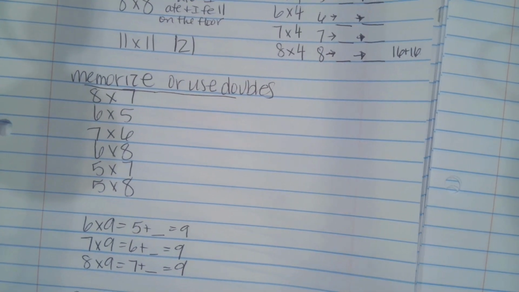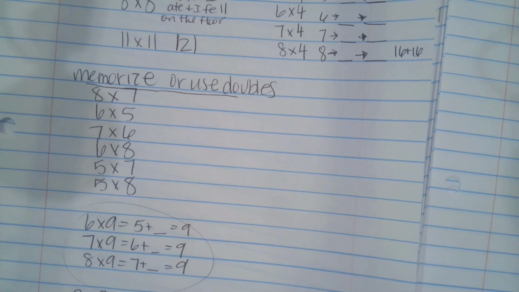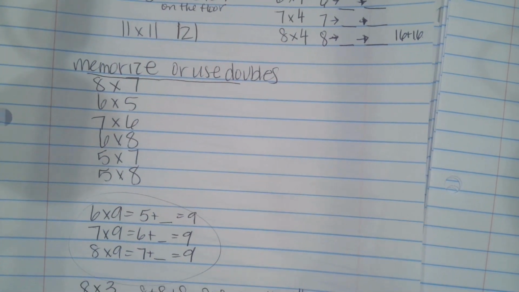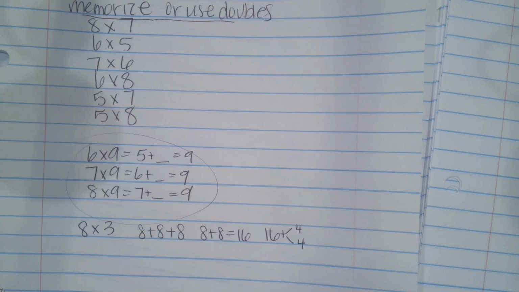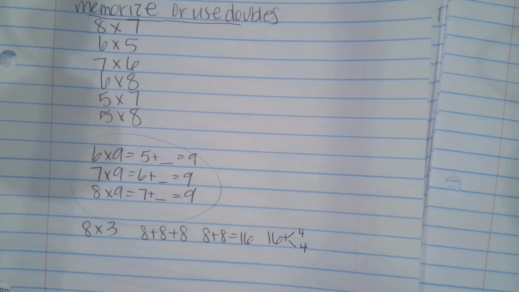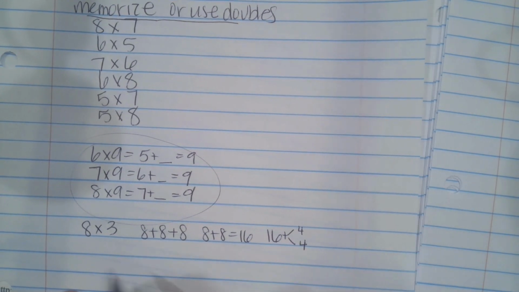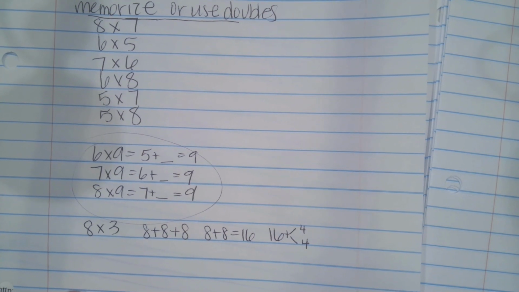Okay. Here's your 9 strategies. You know how to do that. I just put them on here for review. And then 8 times 3, I'm going to show you a good trick. So you know the 9 strategy, so you don't have to review the 9.